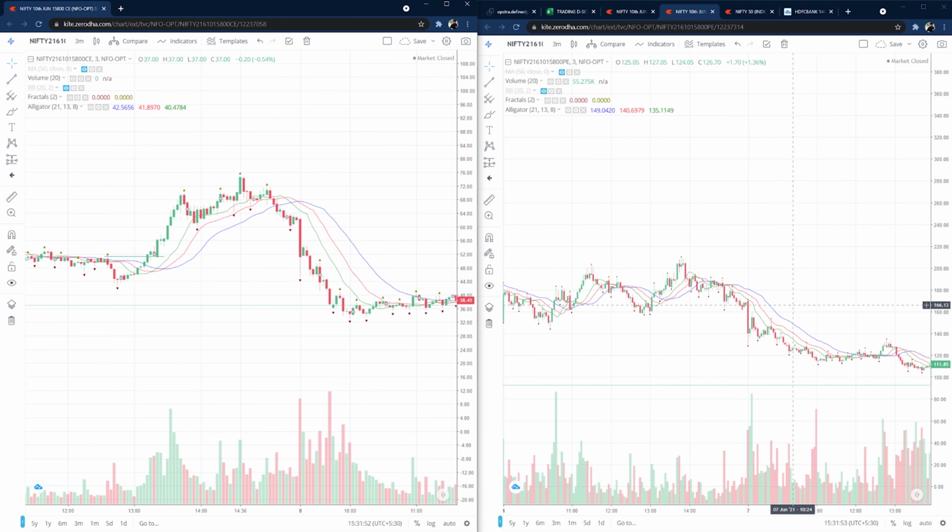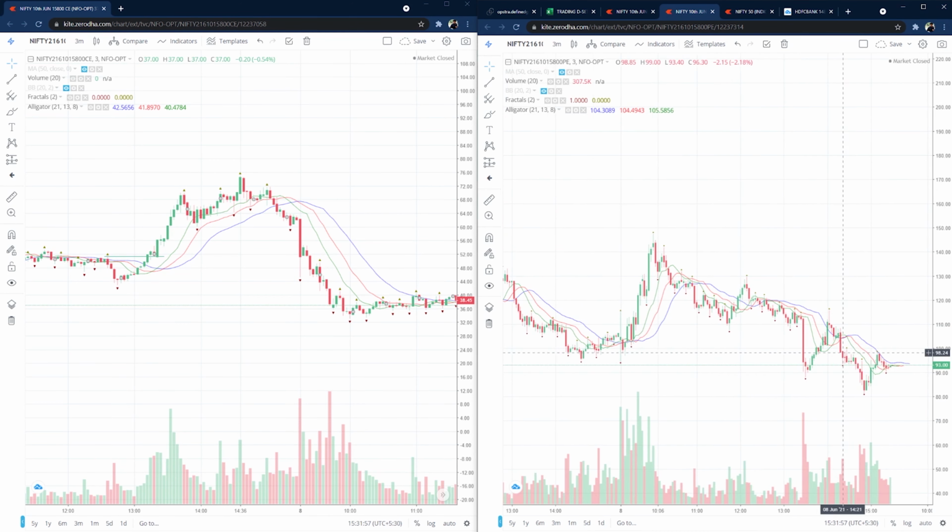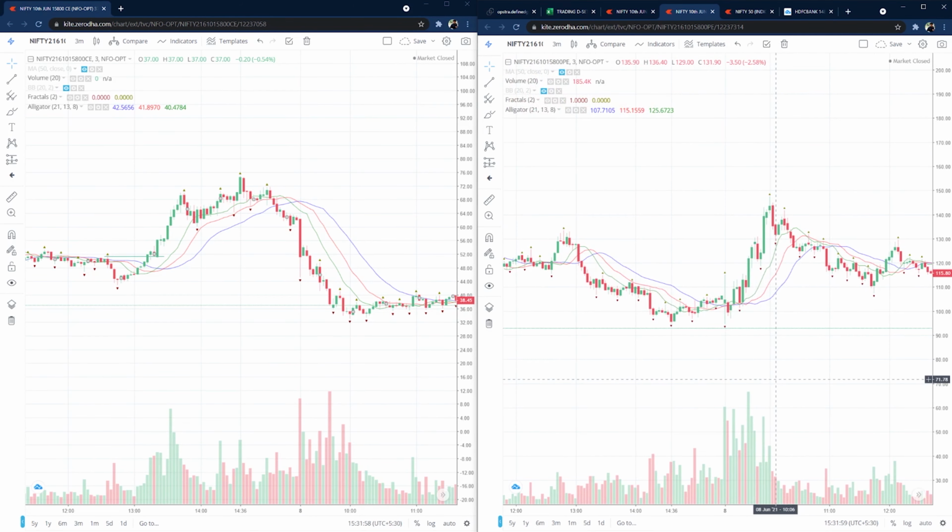The principle is very simple: you only look for buying opportunities. Set the time frame to 3 minutes because it's an intraday strategy.